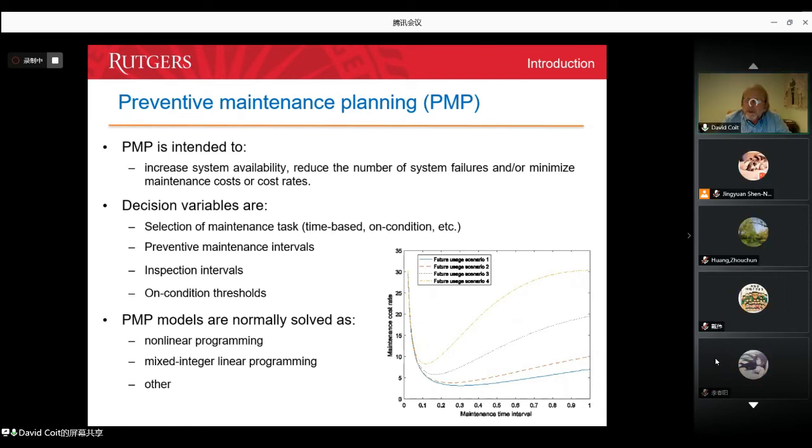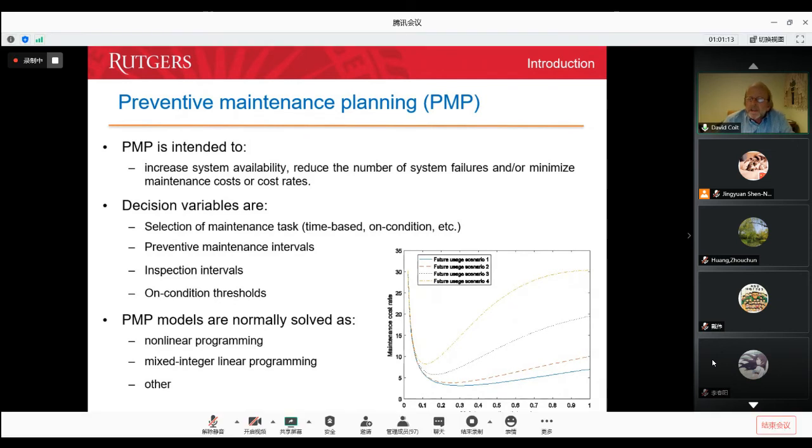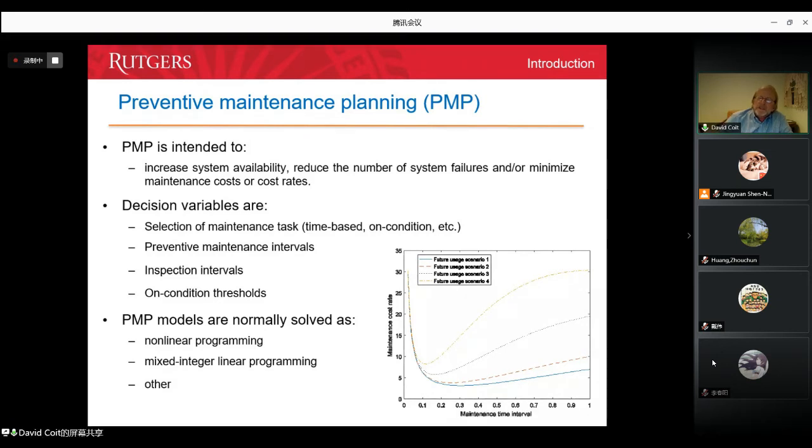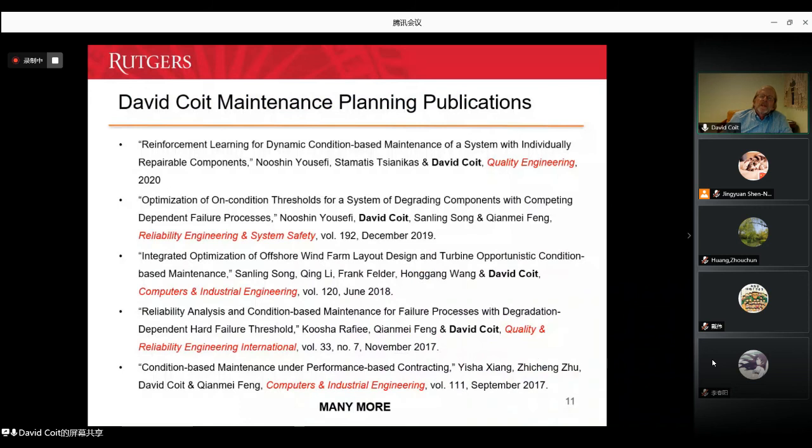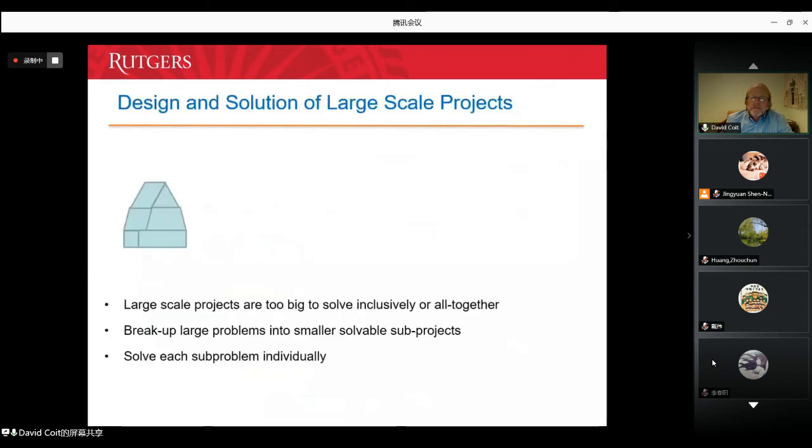This is the simplest form of the model, which is mostly what I'll be talking about today, where we're just going to select the optimal time. And I've also written many papers in this, and these are all papers that are on preventive maintenance planning, all since 2017, I guess. So I've worked in both of these areas, so it seems I'm a logical one to combine them.